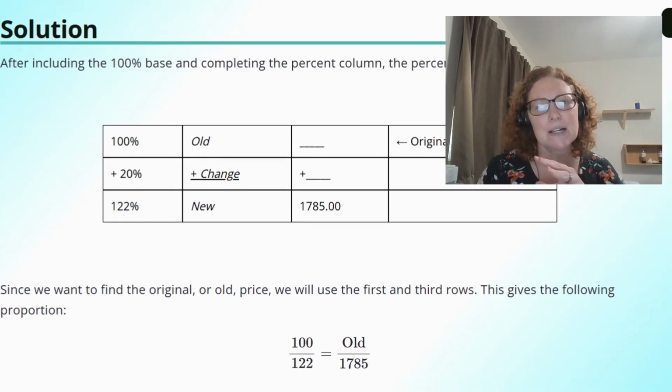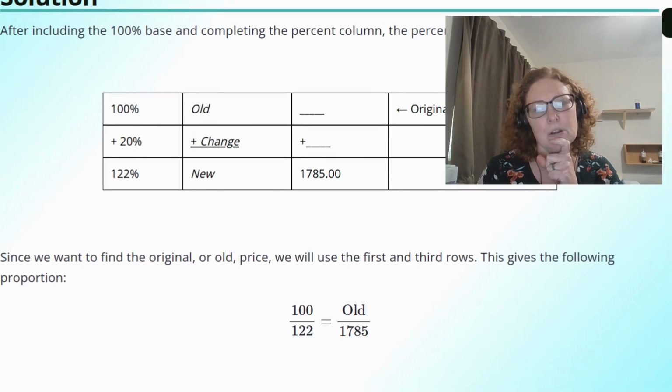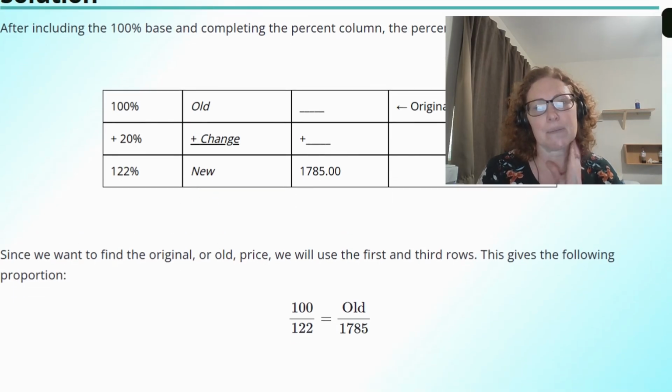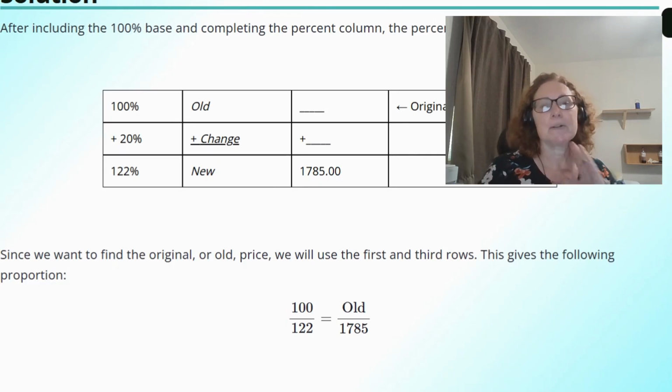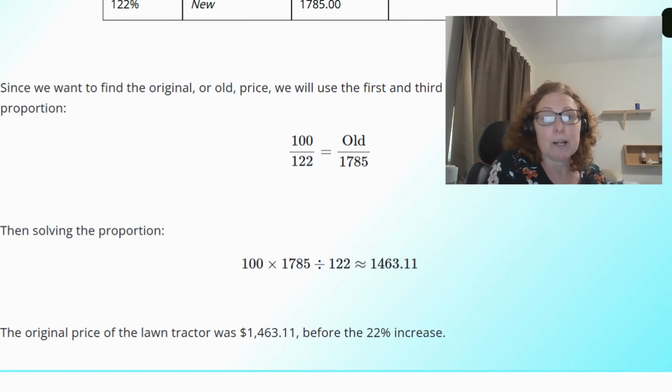But here again, we set it up. We're looking for the original price. So we set up a proportion. We're saying 100 over 122 is equal to the old, because that's what we're looking for, divided by the 1785. And cross multiply and give us 1463.11, which was the original price of the tractor.